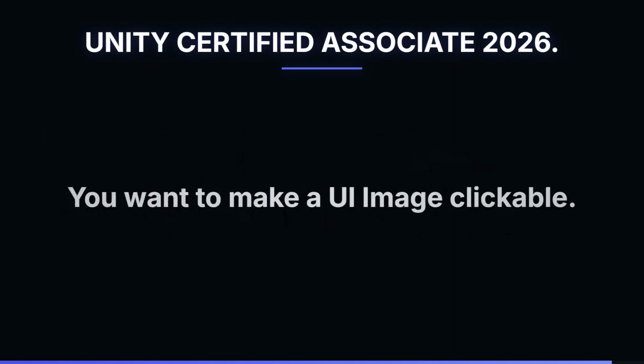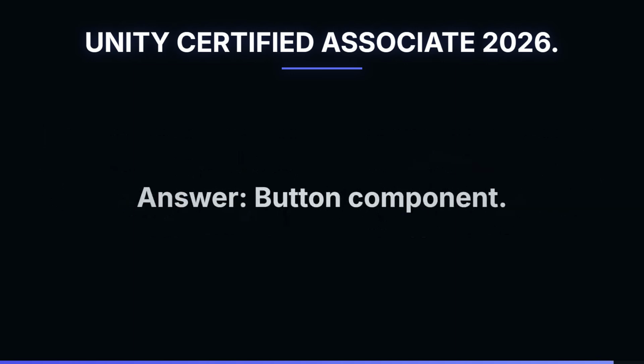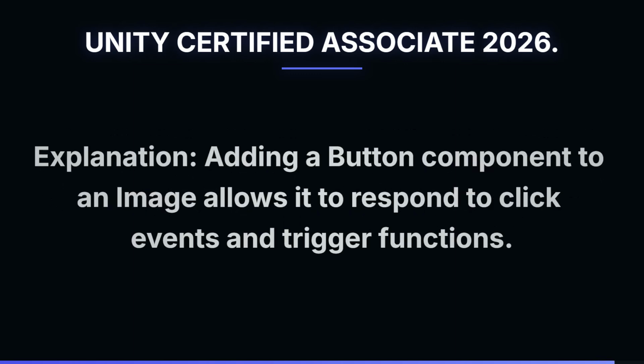11. You want to make a UI image clickable. What component do you add? Answer: button component. Explanation: adding a button component to an image allows it to respond to click events and trigger functions.